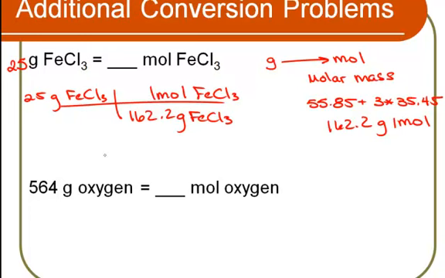When we do this, we get an answer of 0.15413, etc. Well, 25 has two significant figures, so I am rounding to my hundredths place. I look to the right, the 4 tells the 5 to stay a 5, so my final answer is 0.15 moles of FeCl3.